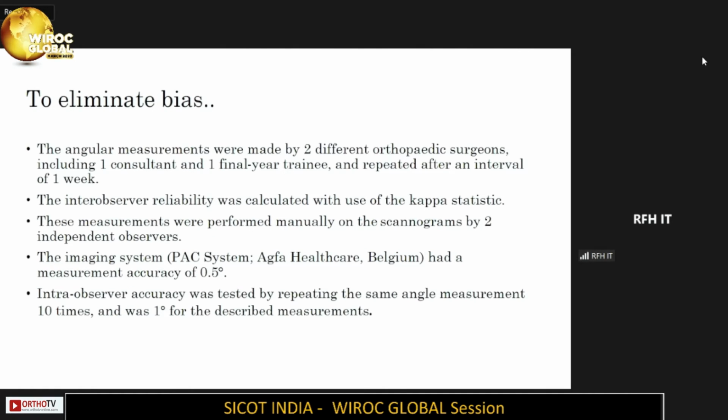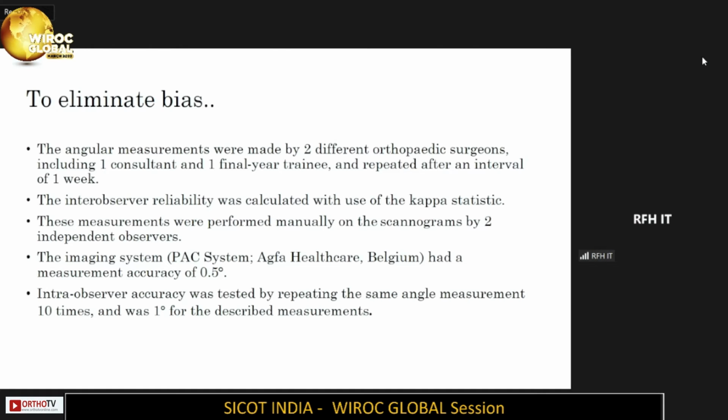In order to eliminate the bias, we did the following things. The angular measurements were made by 2 different orthopedic surgeons, one a consultant and one a final year trainee, and it was repeated after an interval of 1 week. The inter-observer reliability was calculated with the use of kappa statistics.